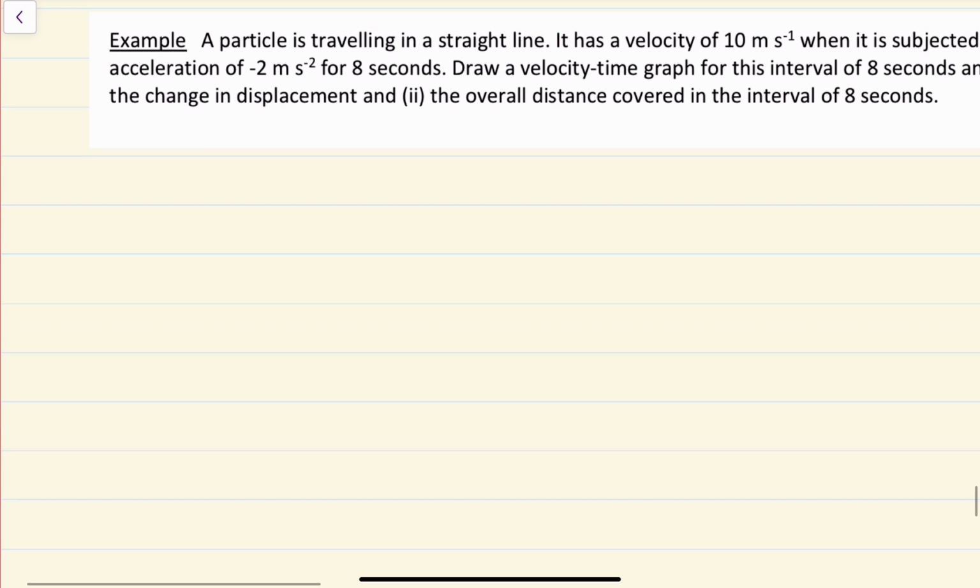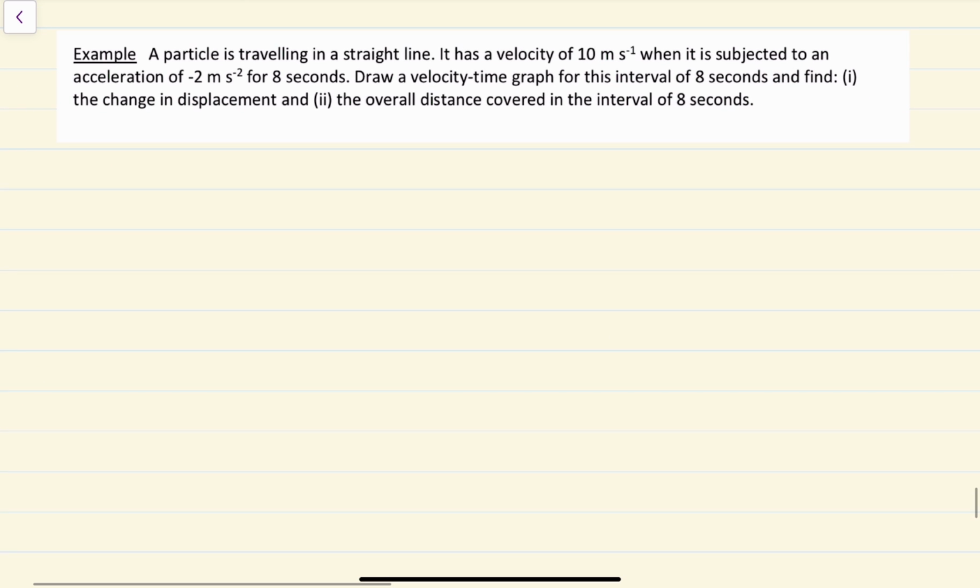Okay. Next example says, a particle is traveling in a straight line. It has a velocity of 10 meters per second when it is subjected to an acceleration of minus 2 meters per second squared for 8 seconds. Draw a velocity time graph for this interval of 8 seconds and find the change of displacement and the overall distance covered in the interval of 8 seconds.